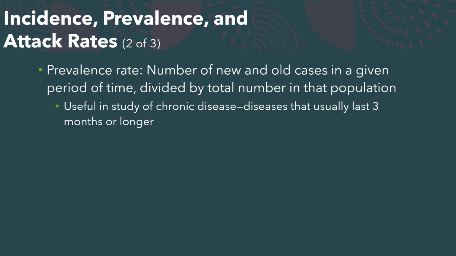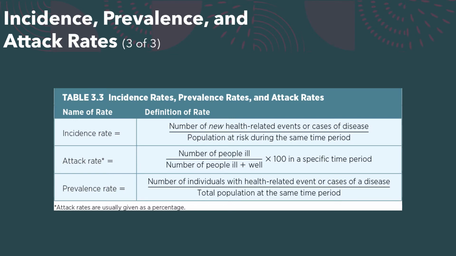The prevalence rate is the number of new and old cases in a given period of time divided by the total number of people in that population. And it's usually useful in the study of chronic diseases, diseases that usually last 3 months or longer. And so here is how you would calculate that. Incidence rate is the new health-related events over the population at risk during the same time period. Prevalence rate is the total number of individuals who have the health-related event or case of a disease over the total population the same time period.